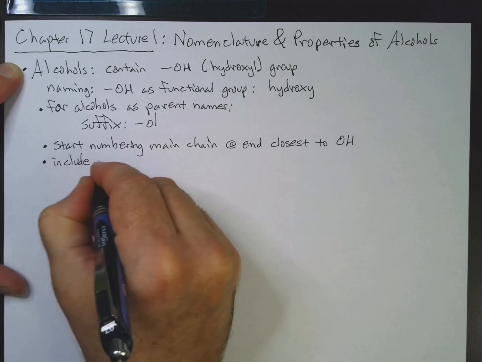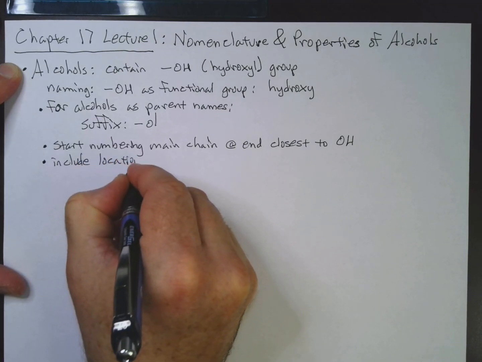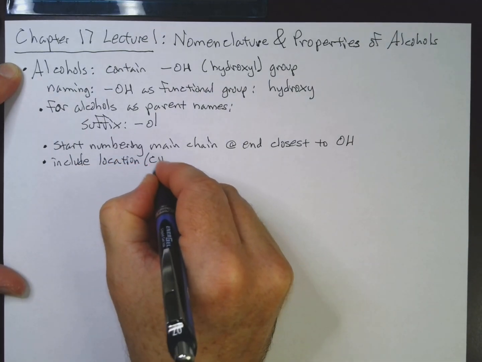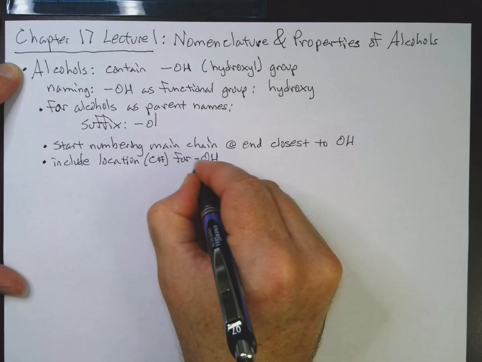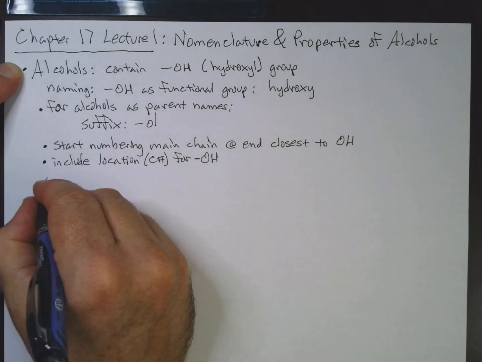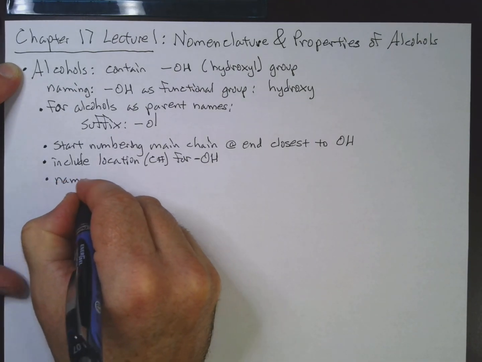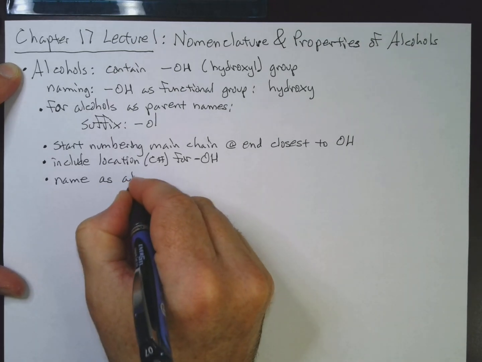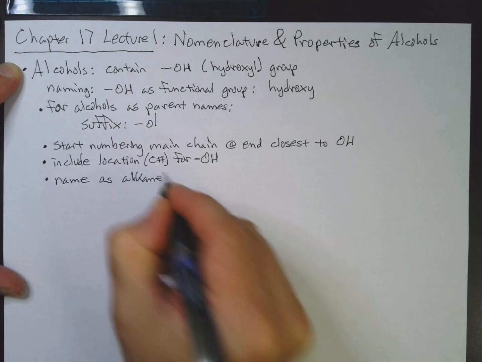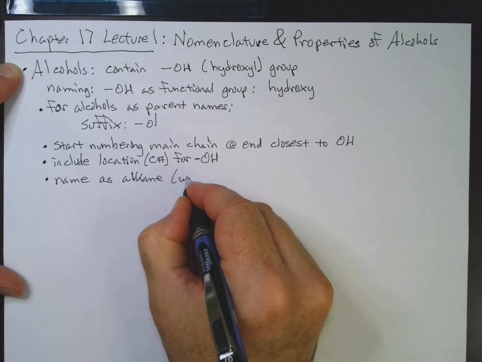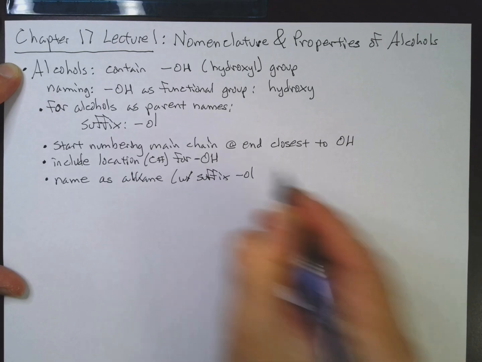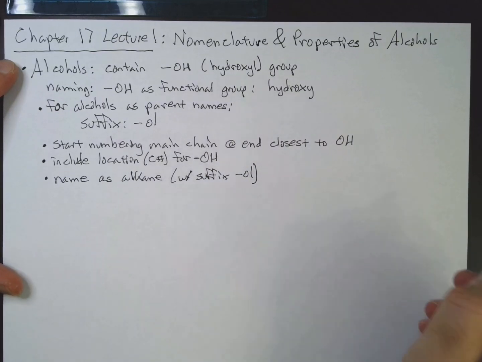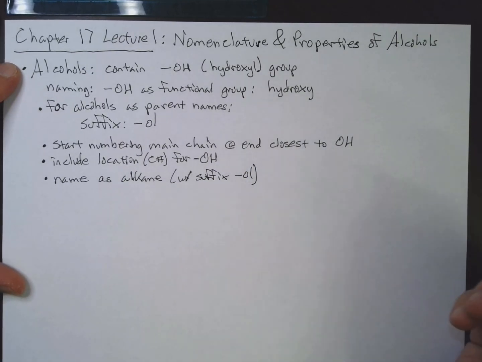Include the location, so the carbon number for OH. Otherwise, we'll name as an alkane except we'll have the suffix. So it would be an alkanol. So if it was hexane and we had an OH on it, that would become hexanol.